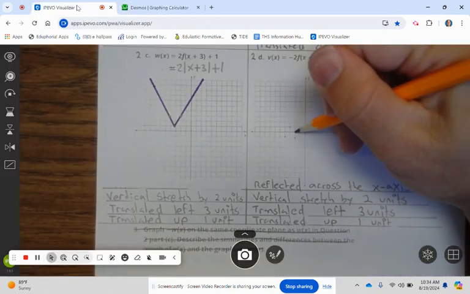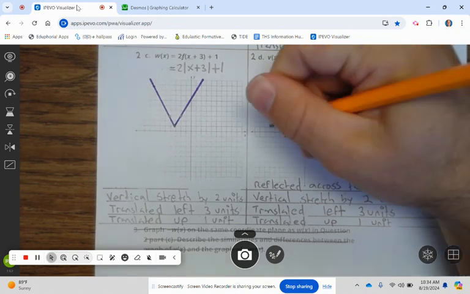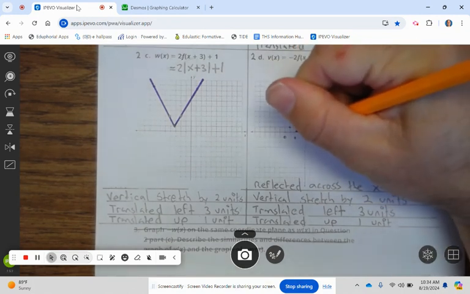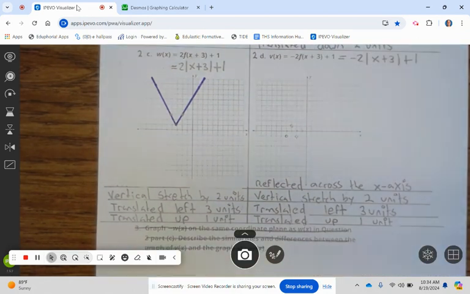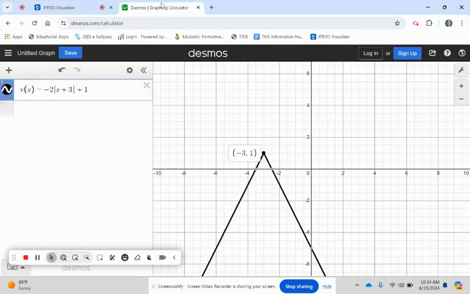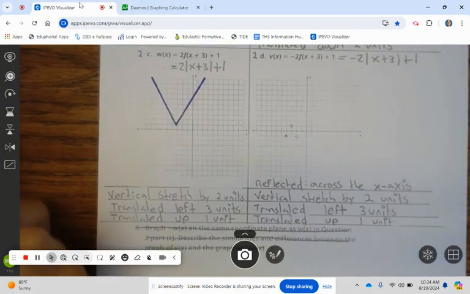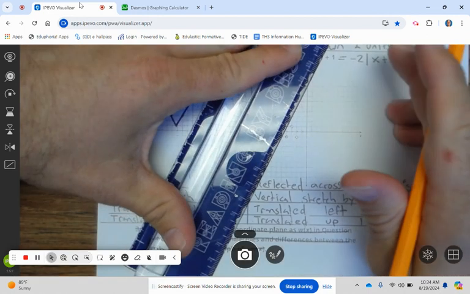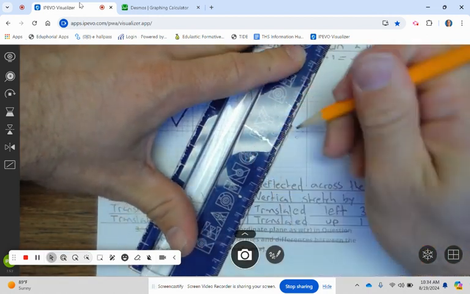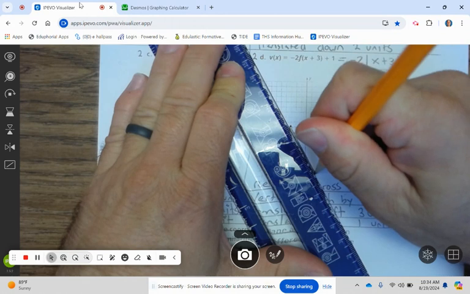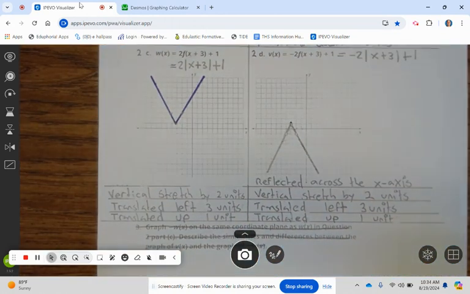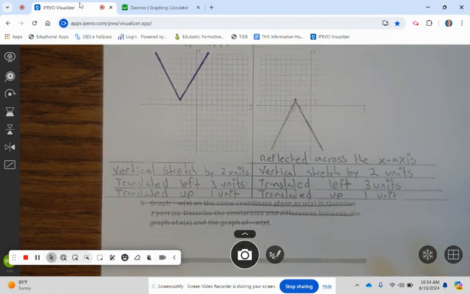All right, so negative 4, negative 1, negative 3, positive 1, negative 2, negative 1. And let's see what color that was. Black. Graph that in black. All right, and that's reflected across the x-axis. Vertical stretch by 2 units. Translated left 3 units. Translated up 1 unit. All right, go ahead and finish up your notes and have a wonderful Wildcat day.